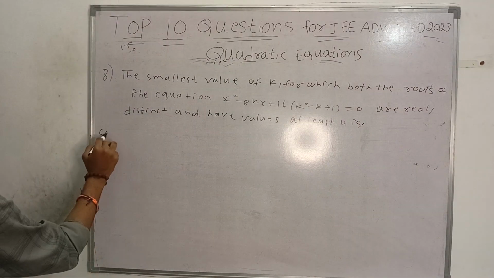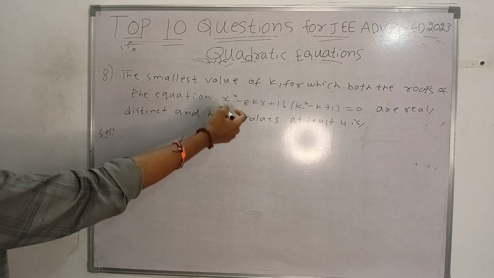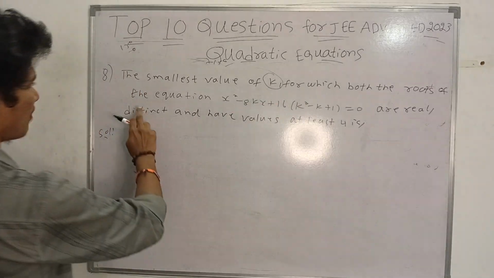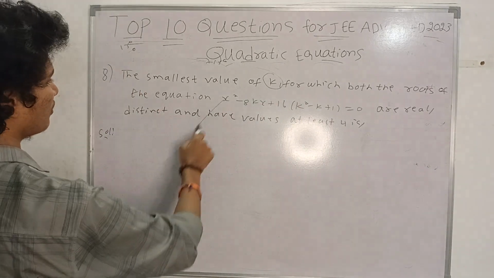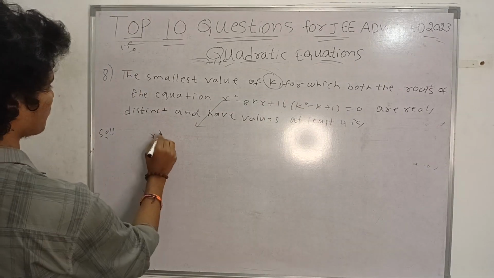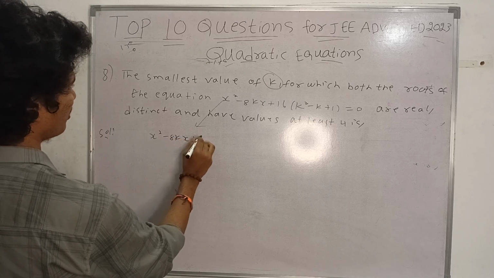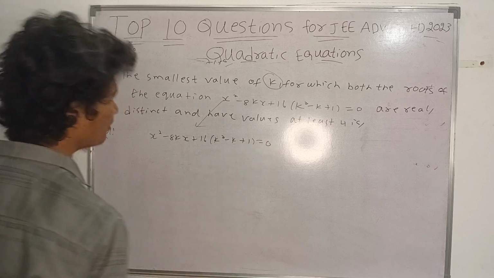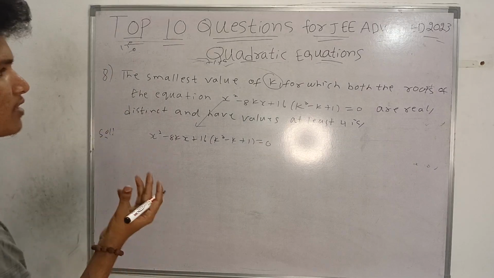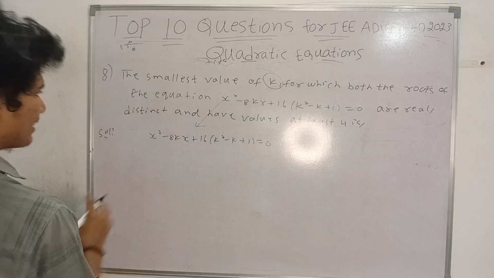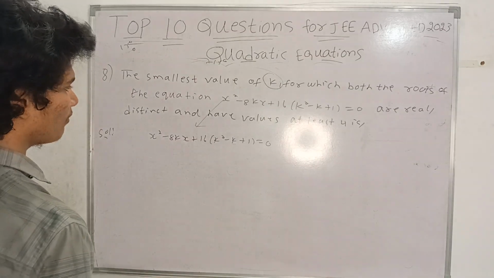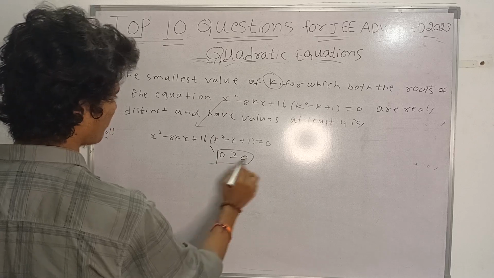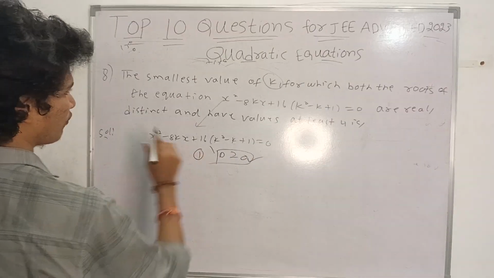Listen guys, they are asking the smallest value of k for which both the roots of the equation x square minus 8kx plus 16 into k square minus k plus 1 equal to 0, this is the equation, are real and distinct. For real roots, what we can apply is that the discriminant should be greater than or equal to 0. This is the condition. The first condition is completed. This is the first thing we have to do.